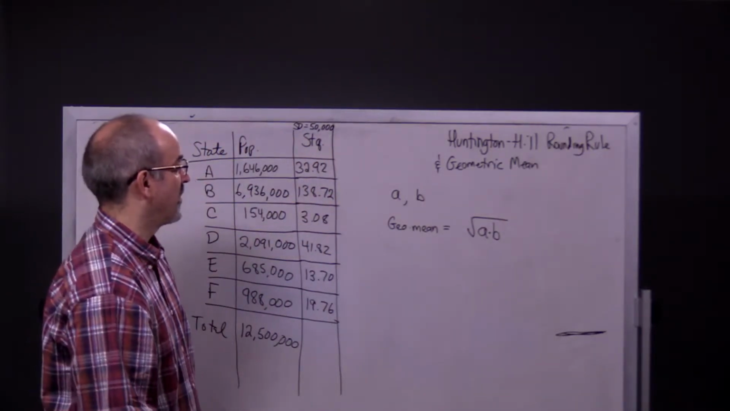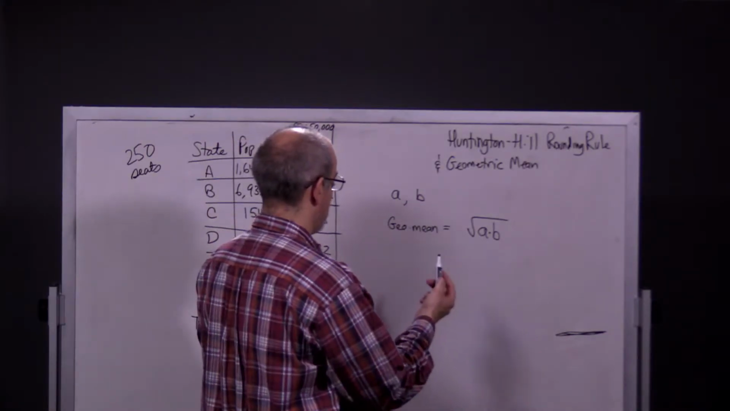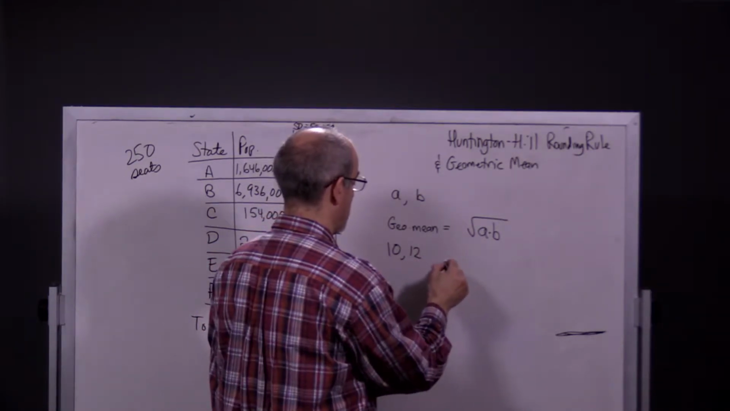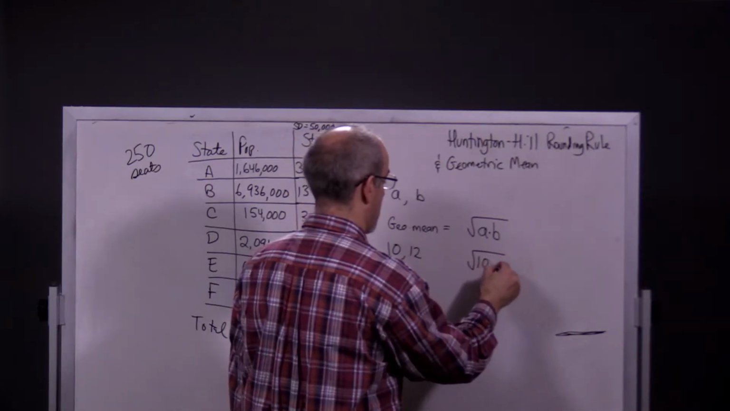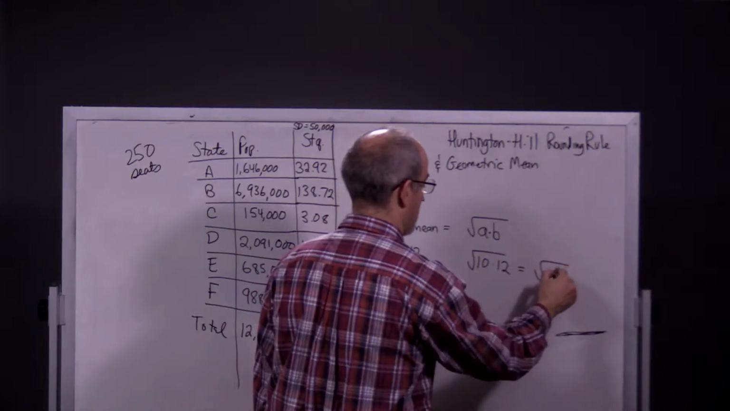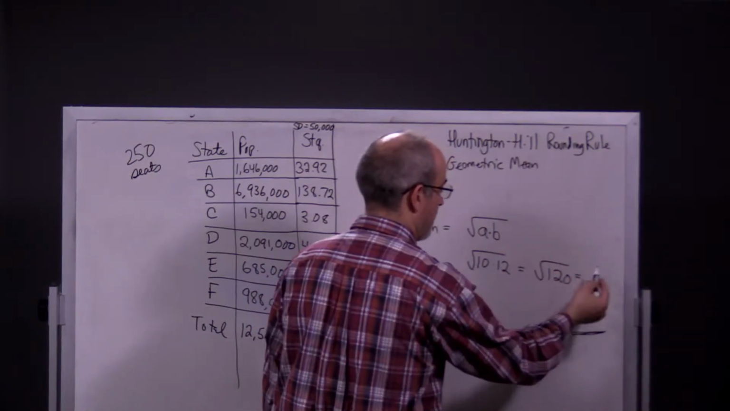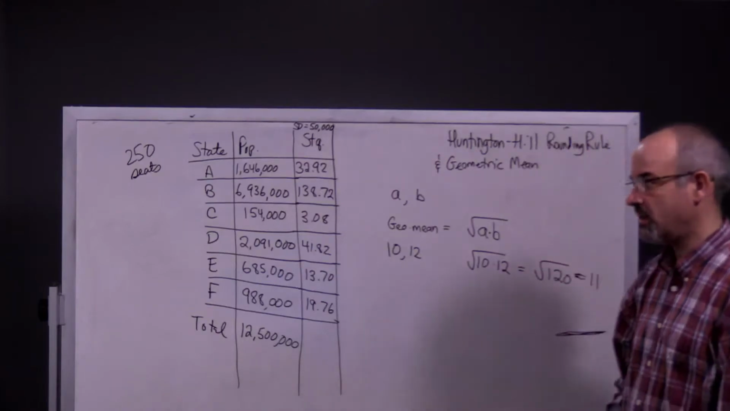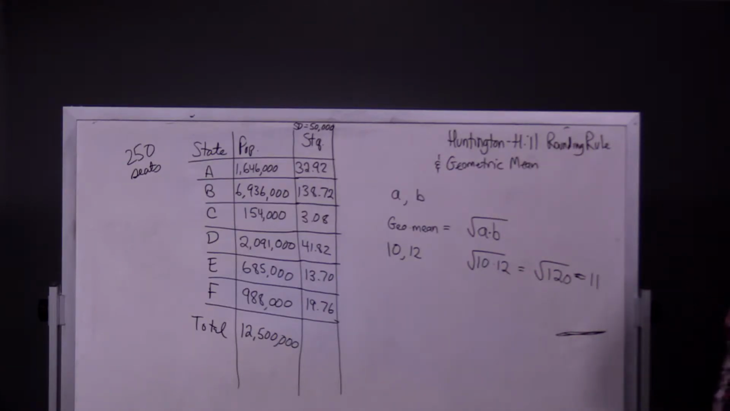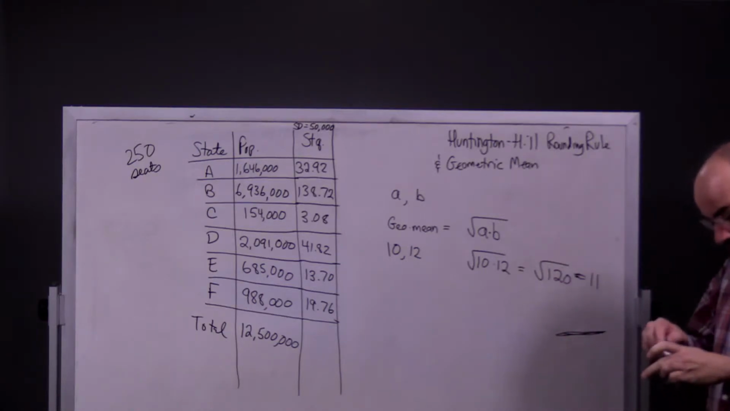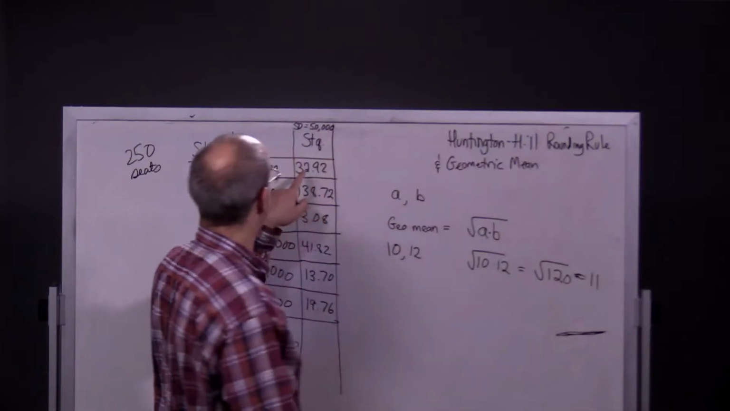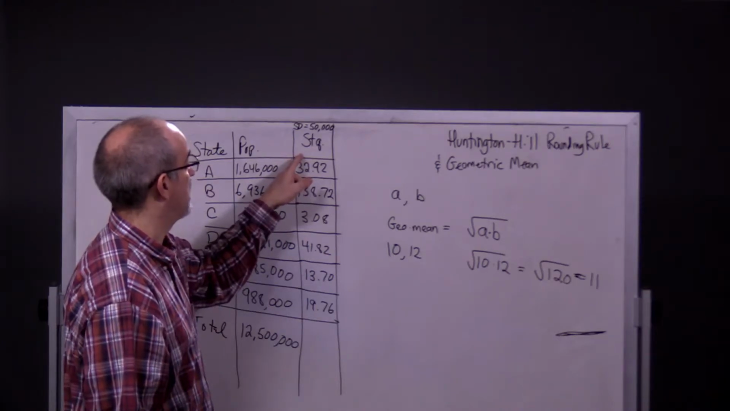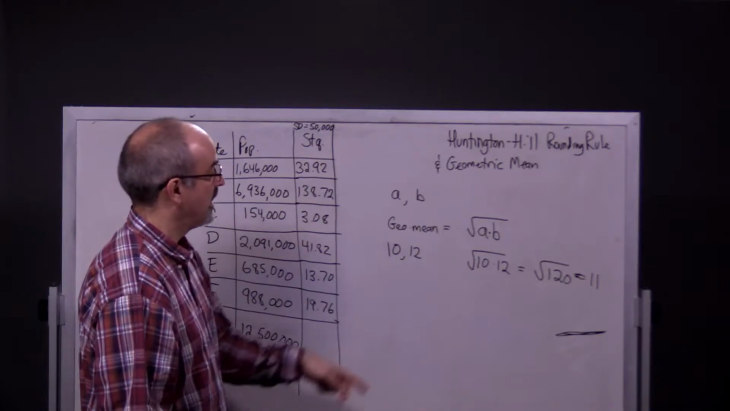Okay? So for example, if you had 10 and 12, the geometric mean would be 10 times 12, take the square root of it. So it would be the square root of 120, whatever that is. It's about 11. Not exactly 11 because the square root of 121 is 11, so it's a little bit less than 11. So how you're going to use this is that when we get numbers like 32.92, we're going to take the lower quota, which would be 32, and the upper quota, which would be 33, and find the geometric mean.